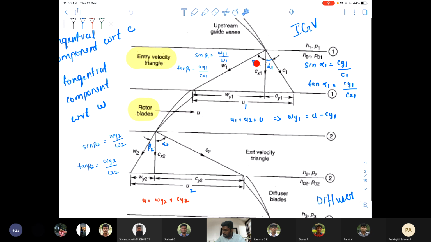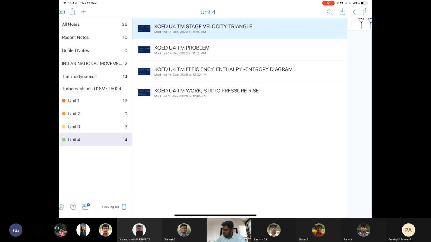This beta 1 is nothing but, if you take tan beta 1, then it will be opposite side by adjacent side. Here, the opposite side is wy1 and the adjacent side is cx. Therefore, tan beta 1 will be equal to wy1 divided by cx.